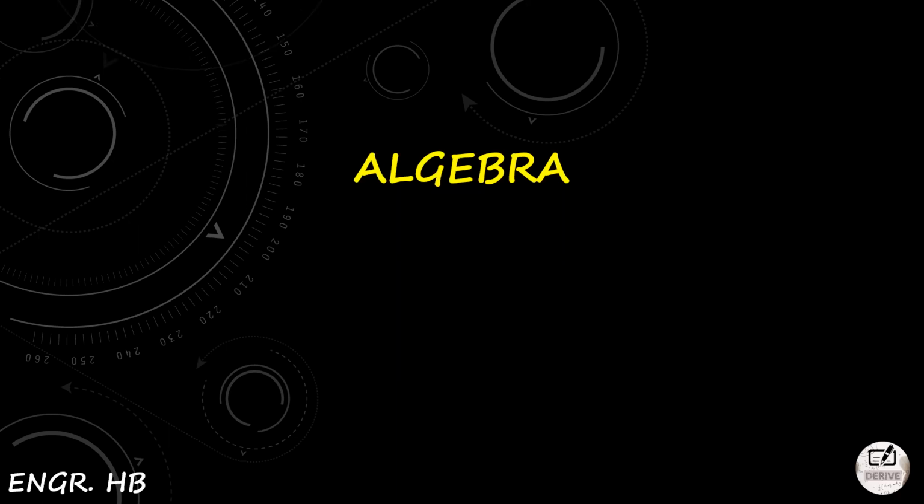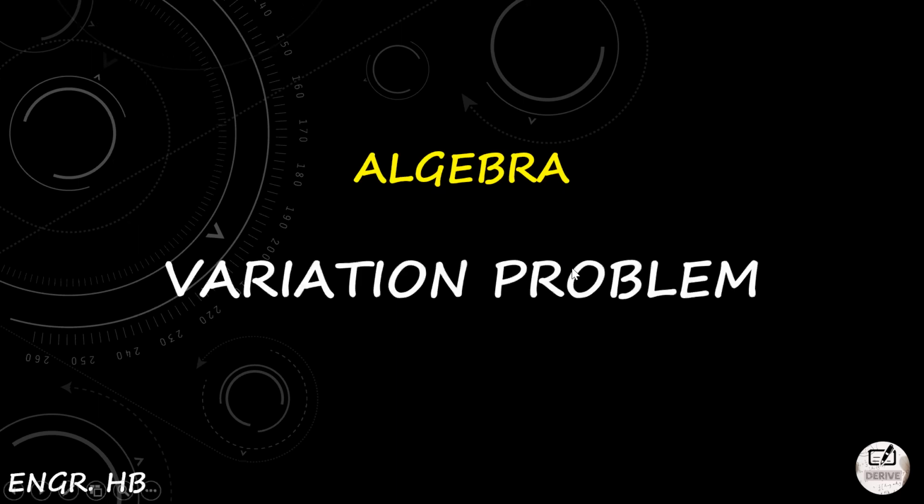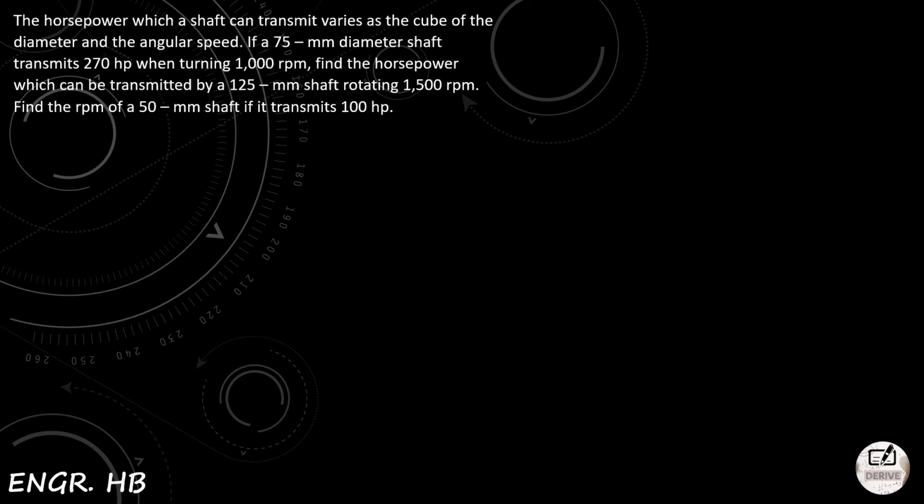So, dito pa rin tayo sa Algebra and we're going to continue answering problems for variation problem. So, 2 items lang to kasi naka 3 items na tayo kanina with a total of 5 items. So, let us start this.